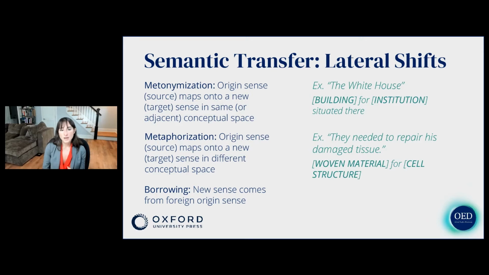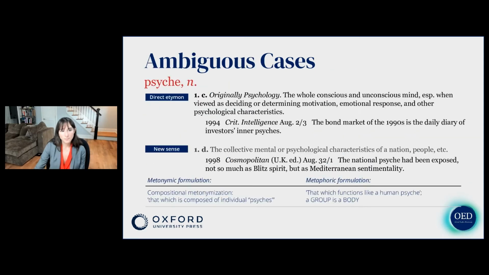And so in the example, they needed to repair his damaged tissue. You have 2 totally separate domains of meaning: woven material, cell structure, and there's a comparison happening there enabling that use of the word tissue. It was not always straightforward to determine whether one of these senses developed via metonymization or metaphorization. This is an example of one where there are plausible formulations for each.